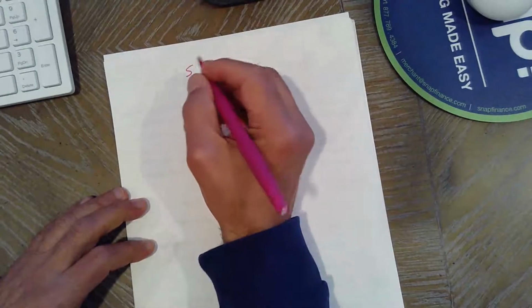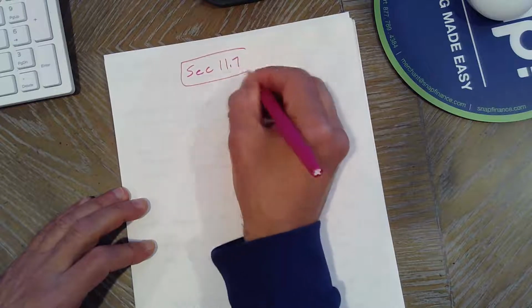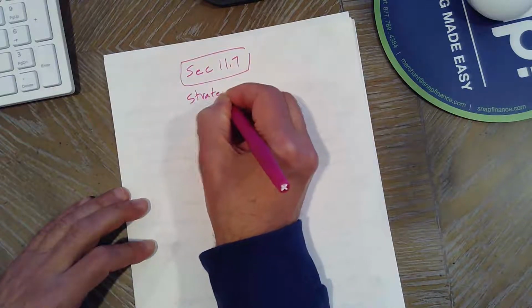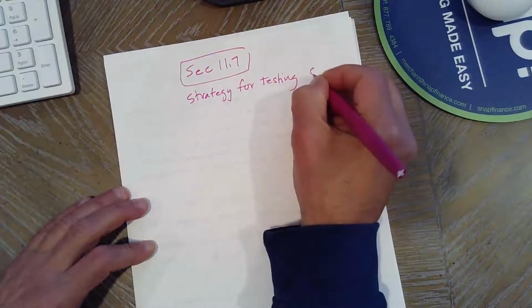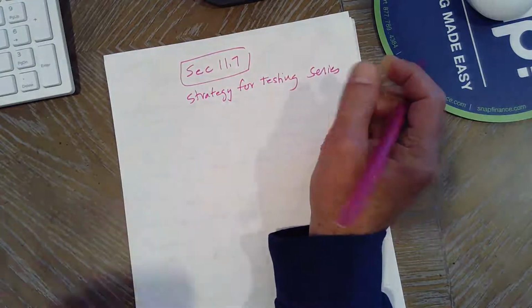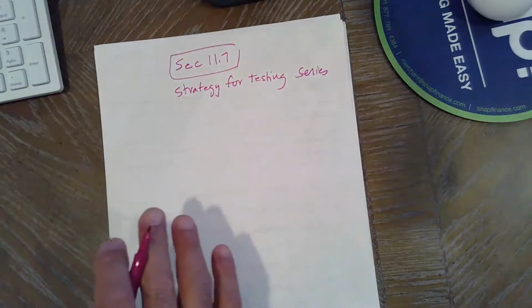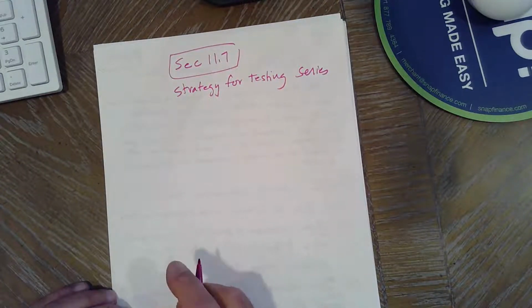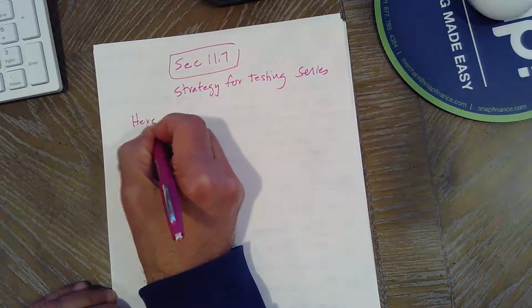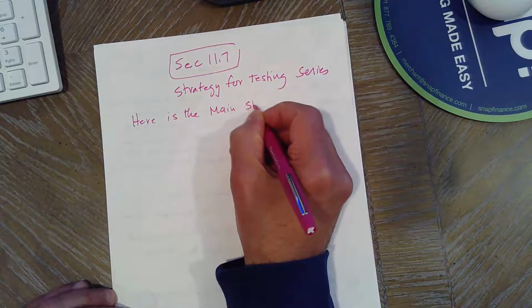Alright, so now after going all over the series testing, we're going to review all this in 11.7, strategy for testing series. So how do we approach a series problem? They're not going to tell you use this method or that method. Okay? So we're going to review all of them so we can just have some tips on which method to use for which series. So here's the main strategy for testing series.